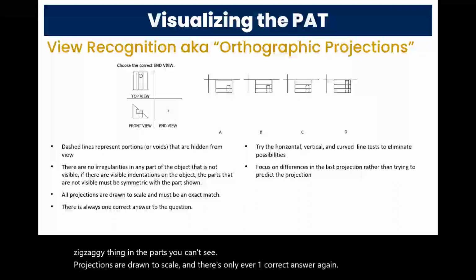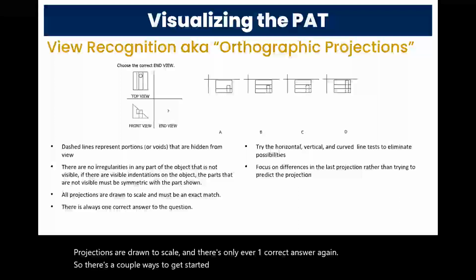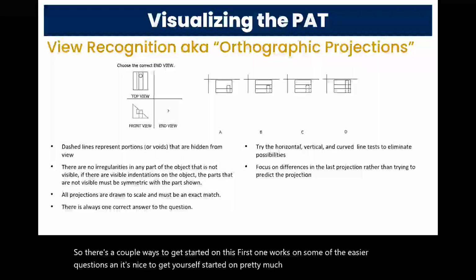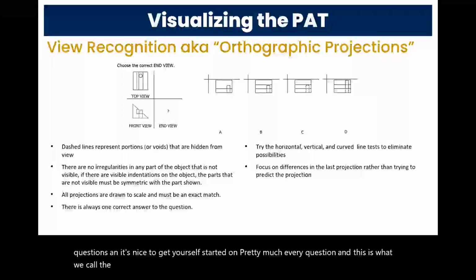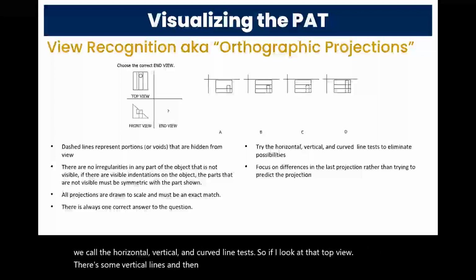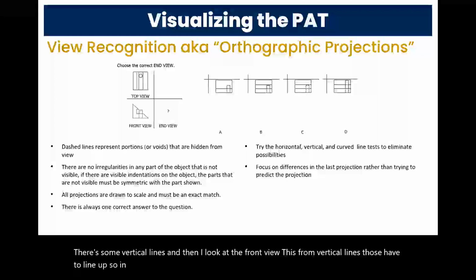So there's a couple ways to get started. And this first one works on some of the easier questions, and it's nice to get yourself started on pretty much every question. This is what we call the horizontal or vertical and curved line tests. So if I look at that top view, there's some vertical lines, and I look at the front view, there's some vertical lines. Those have to line up. So in the top view, how many vertical features are there?